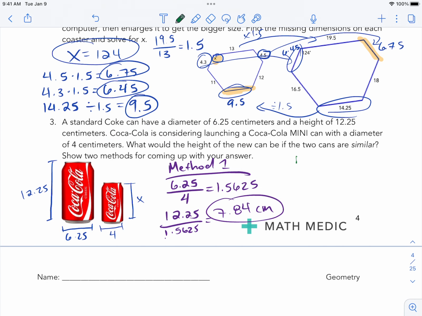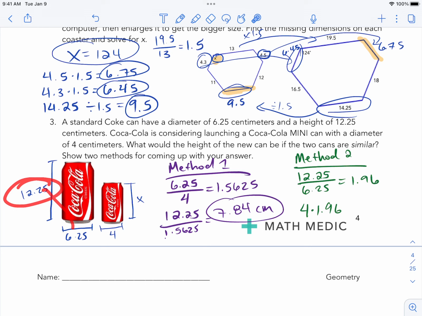The other way to look at it is to look at the ratio within the figure. So what's the ratio of the height to the diameter? 12.25 divided by 6.25 is equal to 1.96. And so that means the ratio from this height to the diameter is 1.96 in the similar figure, the smaller can, as well. So I would just take 4 times 1.96. And I do times because the diameter times 1.96 gives me the height. And so if I take the diameter times 1.96, I can get that height, which again would be 7.84 centimeters.